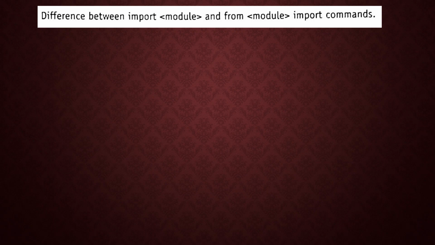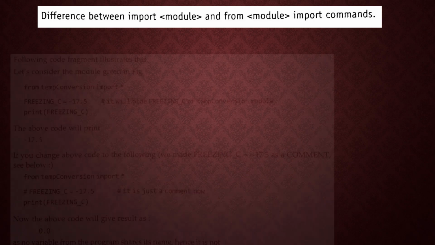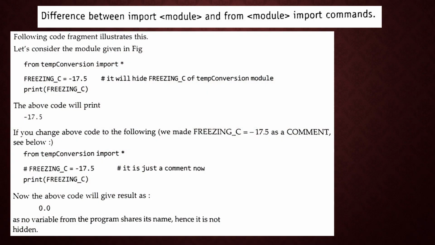Next, the difference between import module and from module import commands. See this. The following code fragment illustrates this. Let us consider the module given in the figure. From temp conversion import star. Then freezing_C equal to minus 17.5. Here a comment is also given: it will hide freezing_C of the temp conversion module.